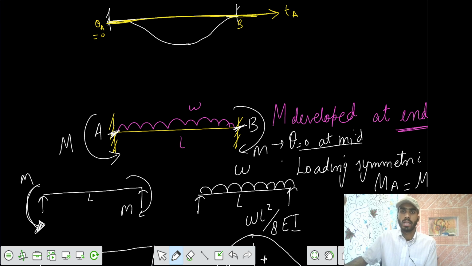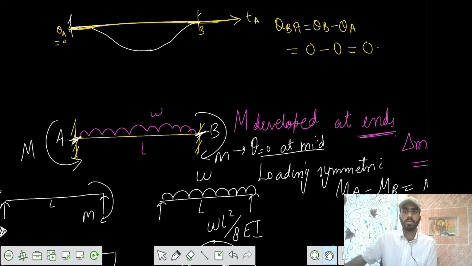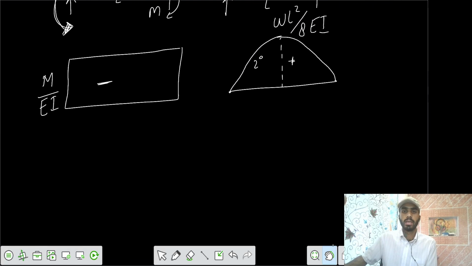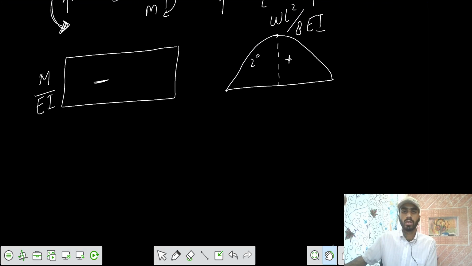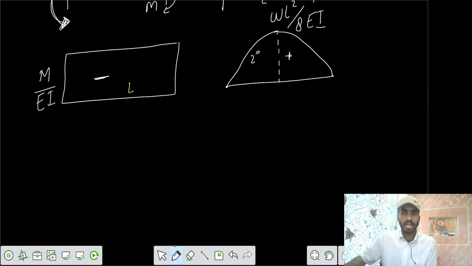So we can write theta at B with respect to the tangent drawn from A, that equals theta B minus theta A. And we know that theta B equals 0 and theta A is also 0, so that equals 0. So if you get the area between the two points, that should equal 0, and you equate, and you can get the value of the moment developed at the mid and the moment developed at the end supports. So this is length L, this is length L.